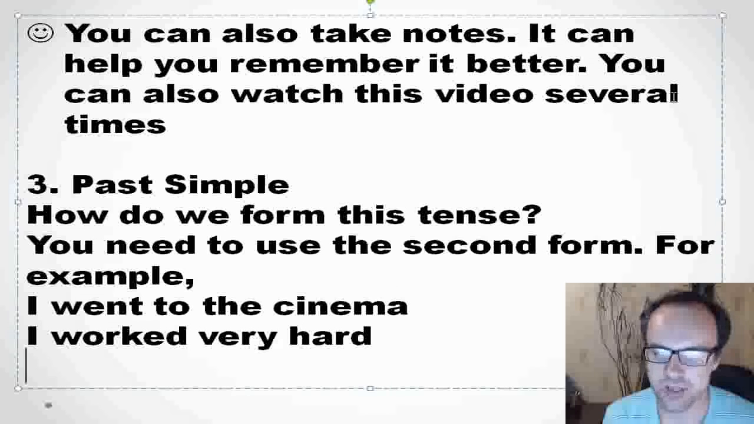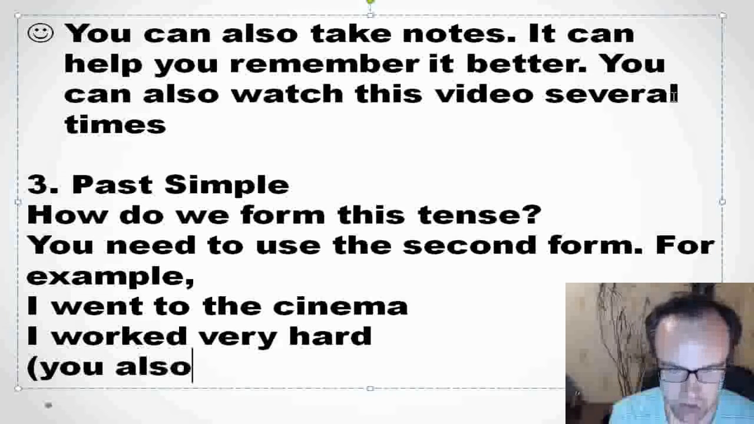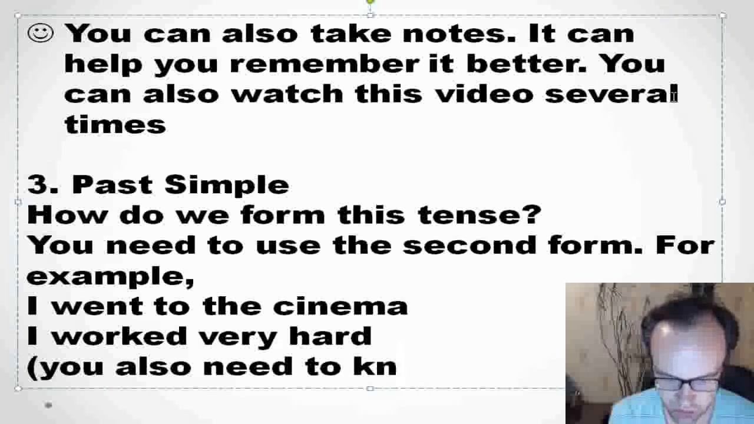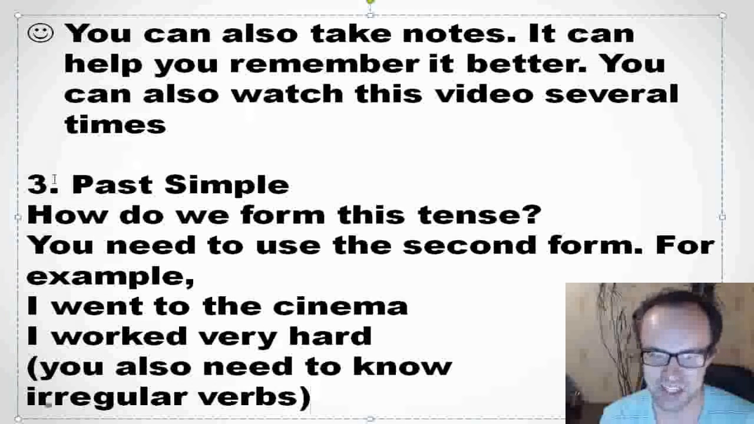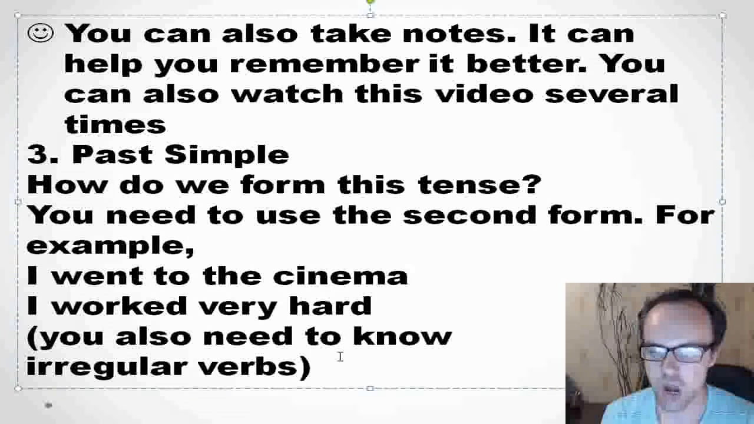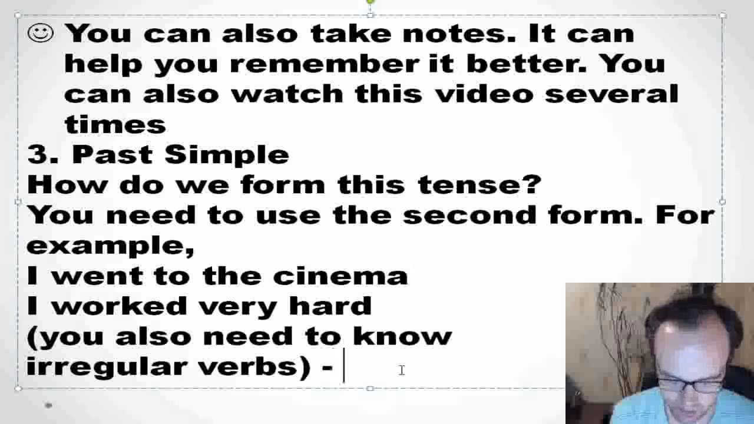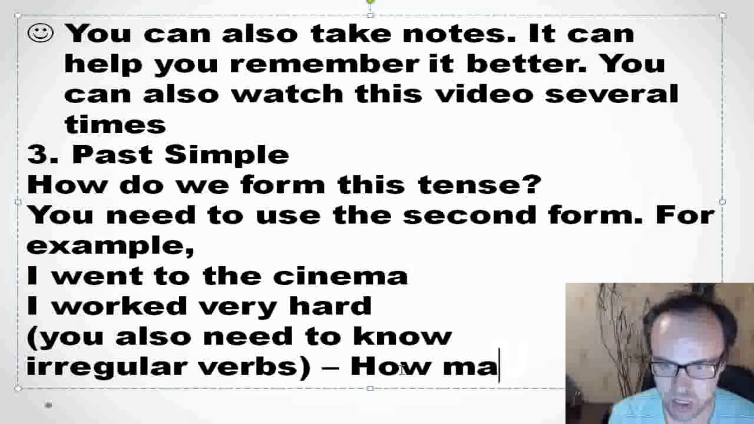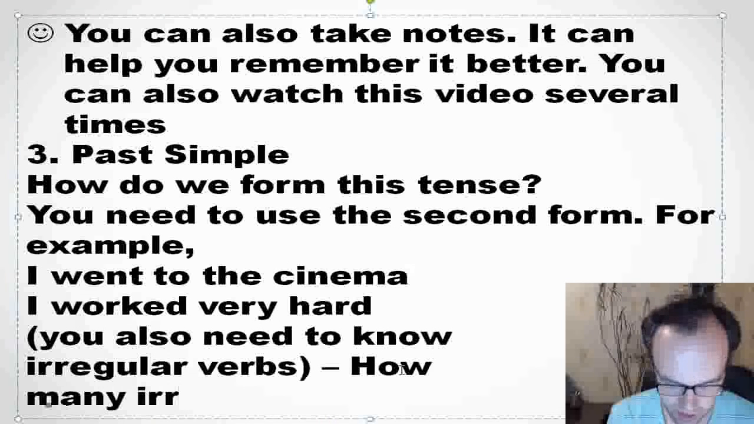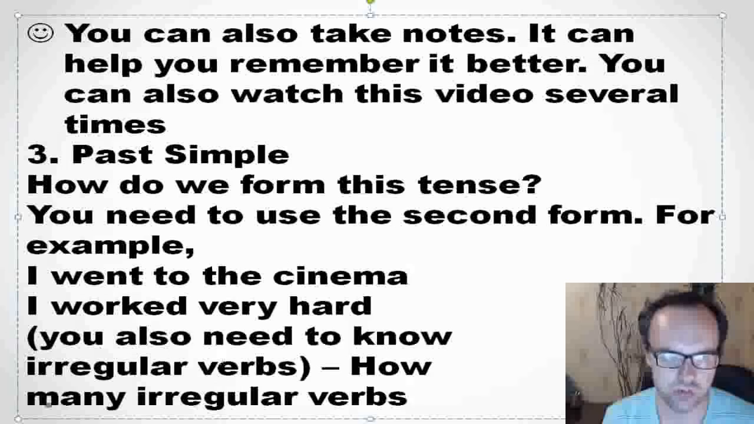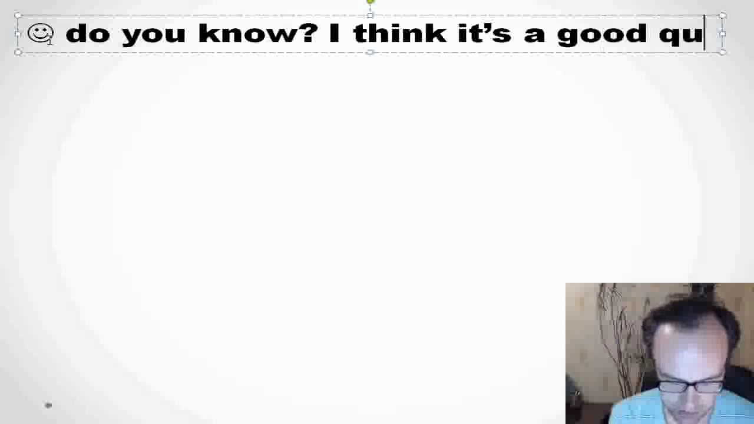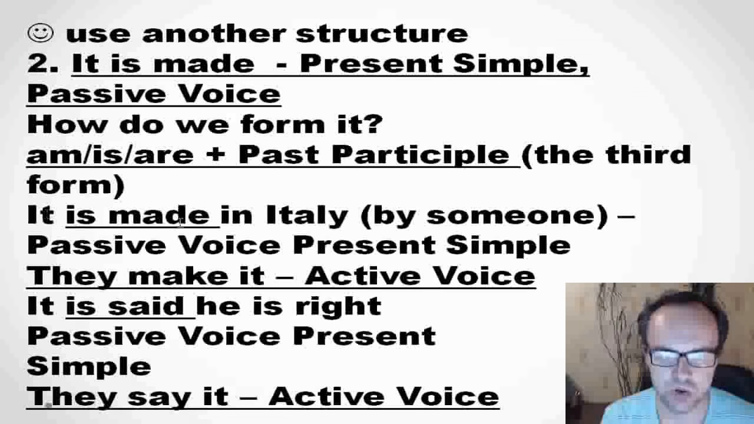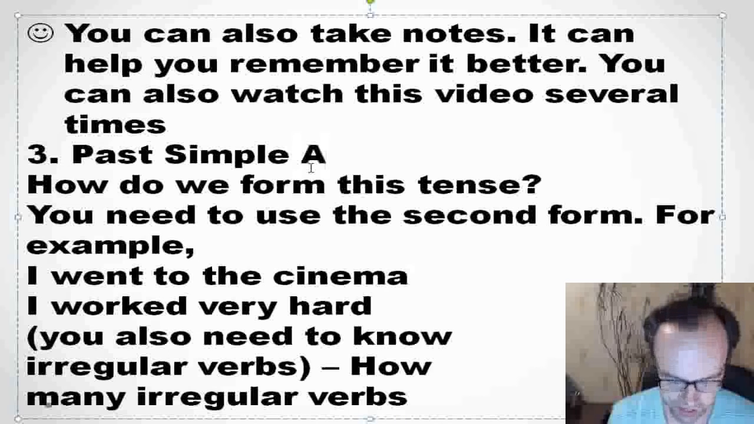So you also need to know irregular verbs. So do you know them? How many irregular verbs do you know? Really, how many? I think it's a good question. Okay? So you see, it's past simple active voice.